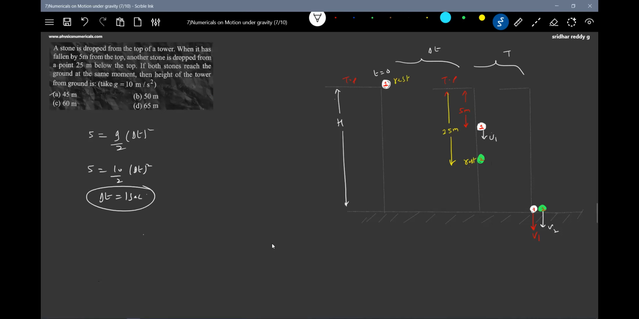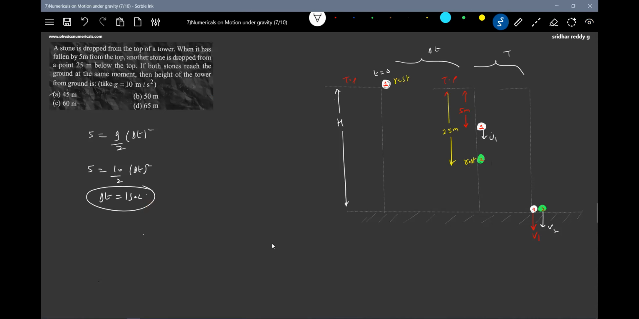This is 1 second. After 1 second, the first stone will take time, 5 meters, this one. I'm indicating everything in the diagram, because it is released from rest. When it descends by 5 meters, the second stone is released here. So what is the time interval? That is what delta t we have calculated.